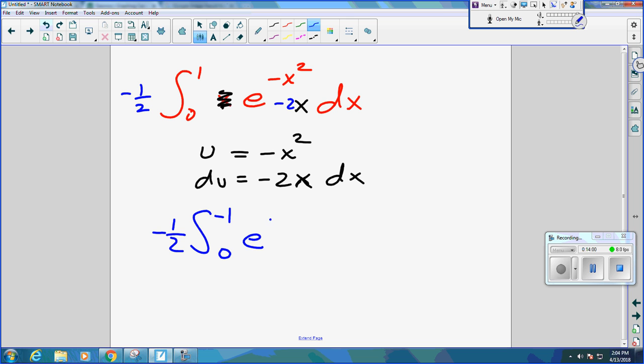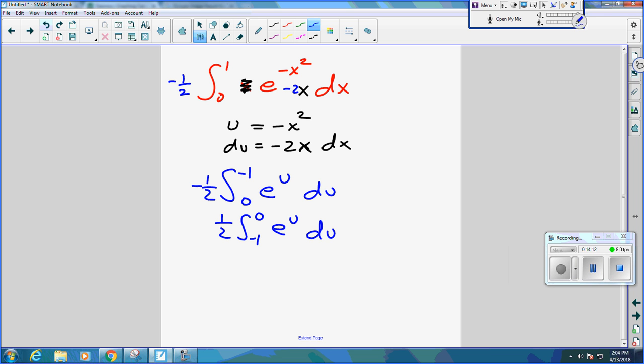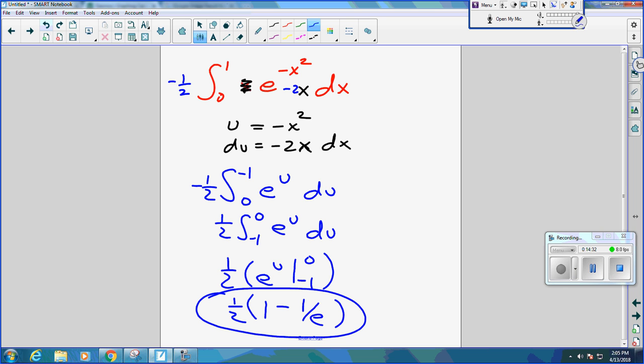I'm going to write this as e to the u du, and I'm going to do this quick change, because I want to integrate in order. You notice the negative in front of the half has now disappeared. This is 1/2 of e to the u then, from negative 1 to 0. So e to the 0 is 1 minus e to the negative 1 is 1 over e. And that's our answer. Okay?